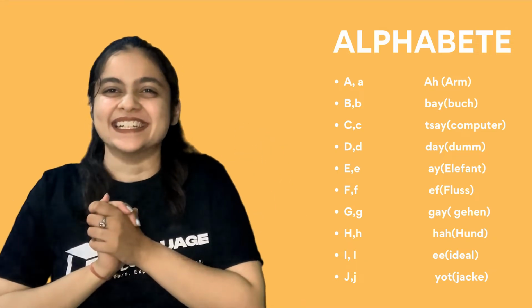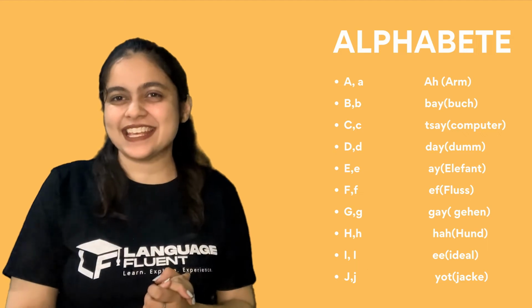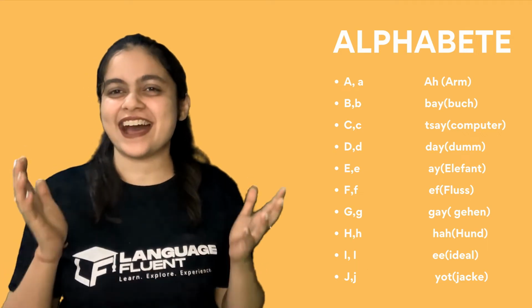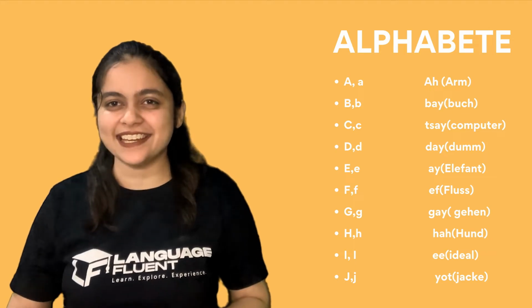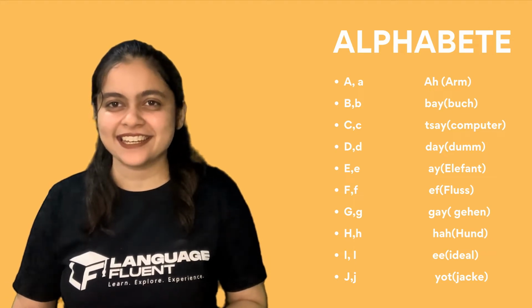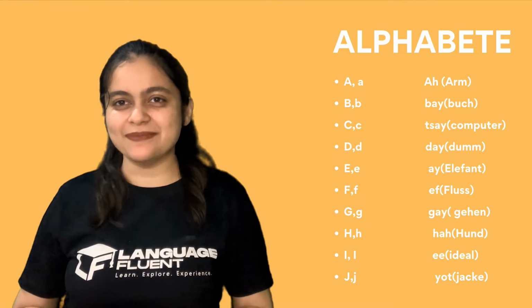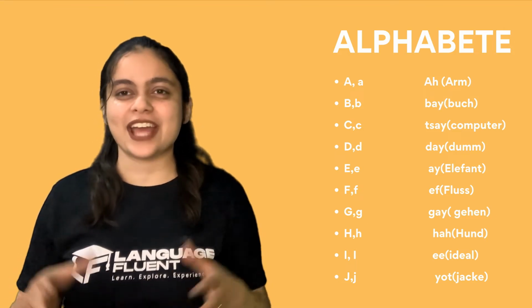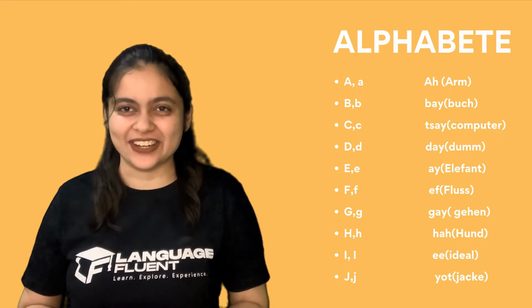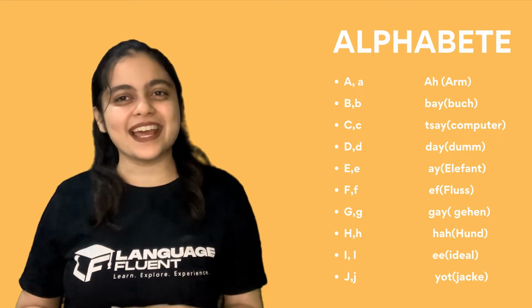Alright. The next alphabet for us is I. So I in German is pronounced as "ee", and the vocabulary for the same is ideal, which actually means idle in English.